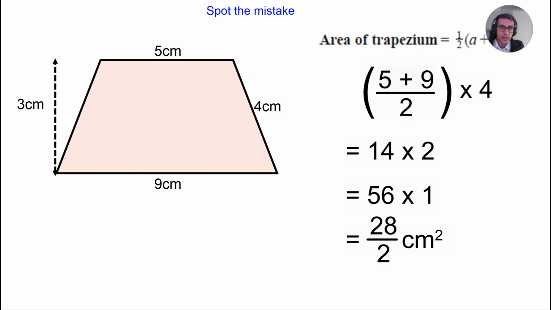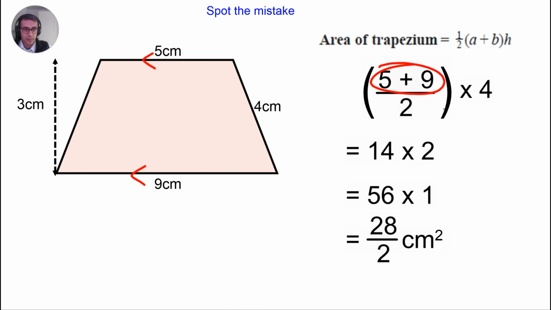Okay. Here, I want you to see if you can spot the mistake with this answer. Pause the video and have a go. Okay, so I'm going to go through it now. So first of all, we can see these two are the parallel sides, 5 and 9. So you've got A plus B. We're multiplying it by the distance between the sides. So it has to be the perpendicular distance, which means we want the 3. That's going to be your multiplier.